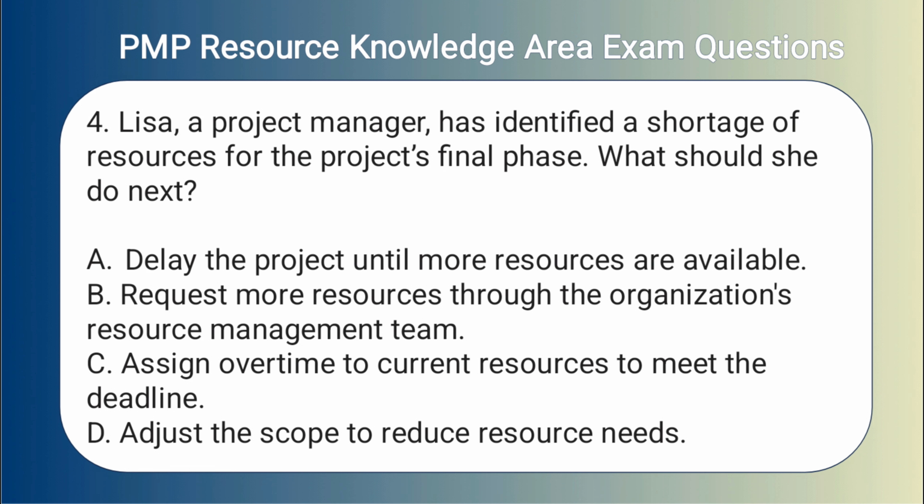4. Lisa, a project manager, has identified a shortage of resources for the project's final phase. What should she do next? A. Delay the project until more resources are available. B. Request more resources through the organization's resource management team. C. Assign overtime to current resources to meet the deadline. D. Adjust the scope to reduce resource needs.